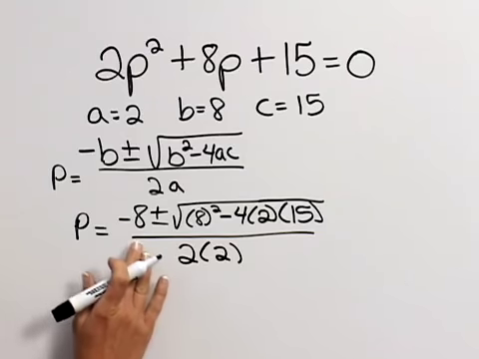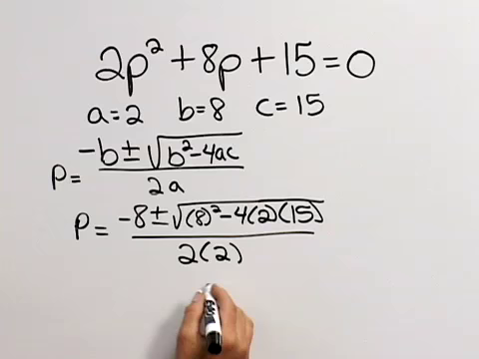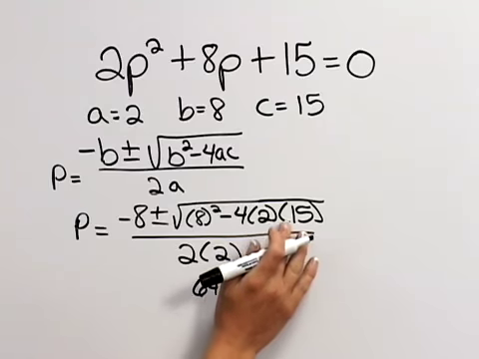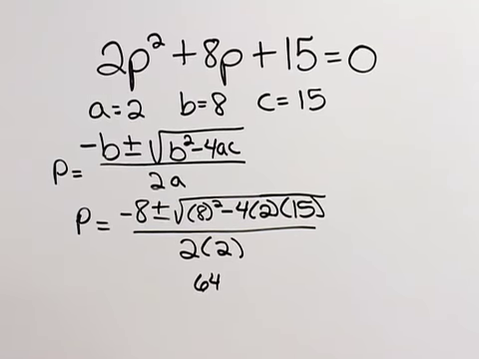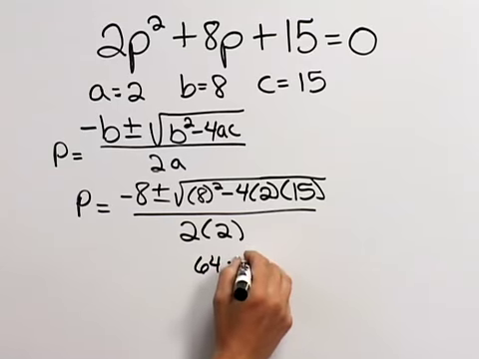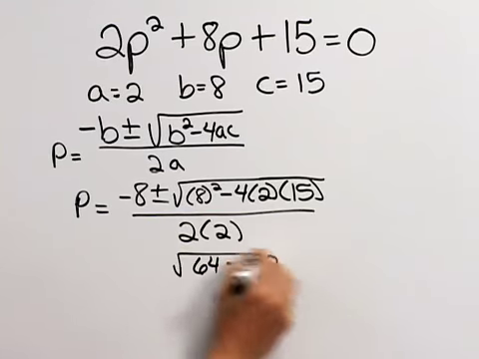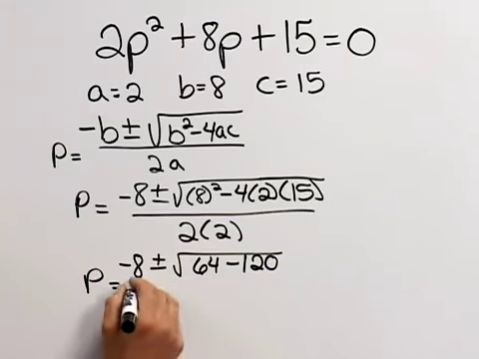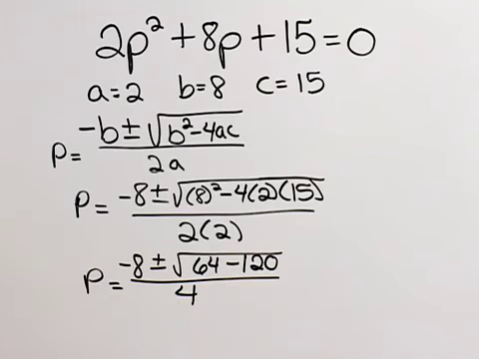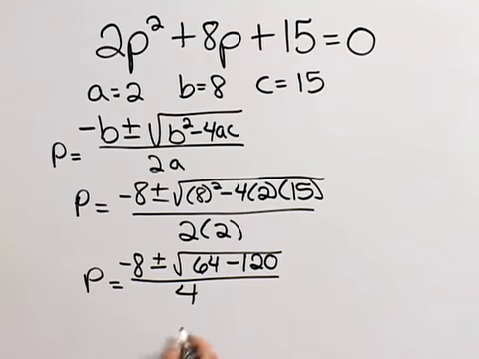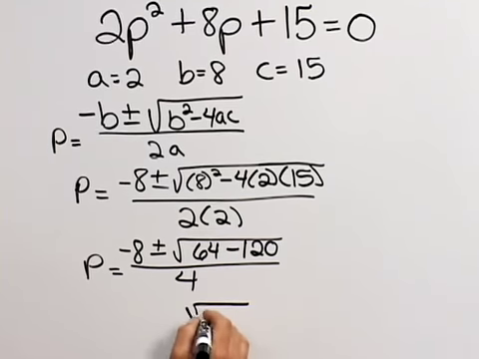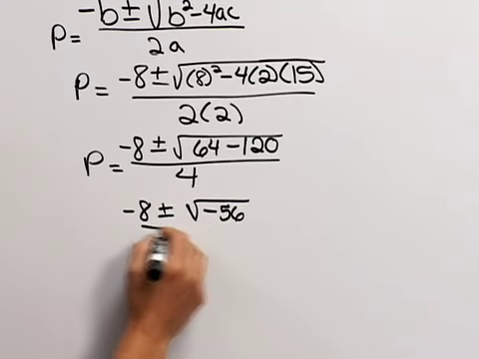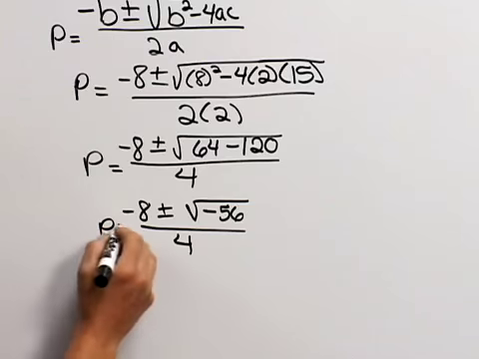If we start by simplifying inside our square root, 8 squared is 64, 4 times 2 is 8, and 8 times 15 is going to be 120. So that's minus 120 underneath the square root, and out front we still have our negative 8, and 2 times 2 is 4. If we subtract these, we end up with the square root of negative 56, and then we still have our negative 8 out front and our 4 underneath.